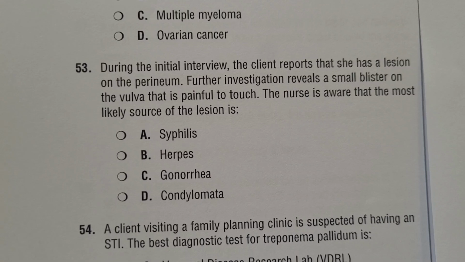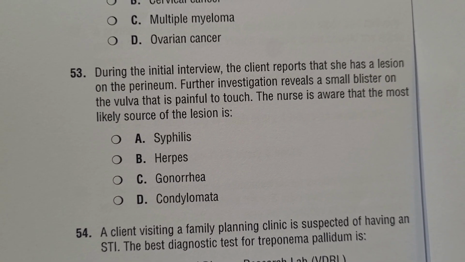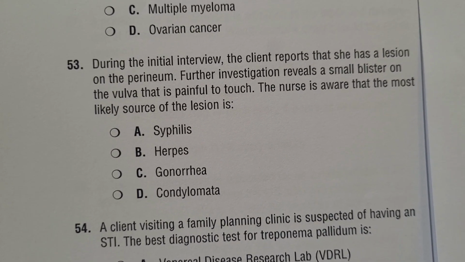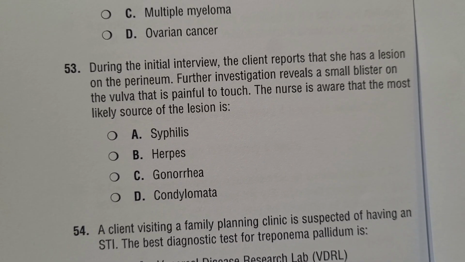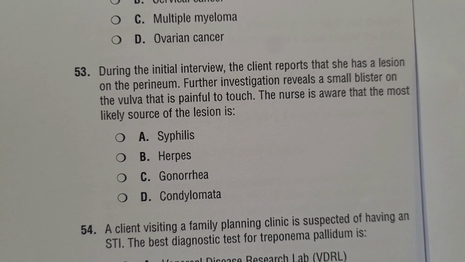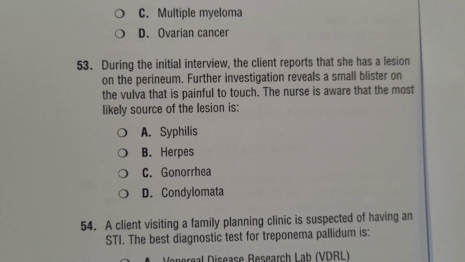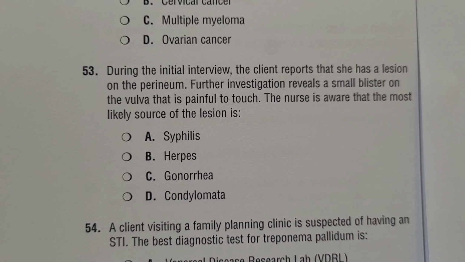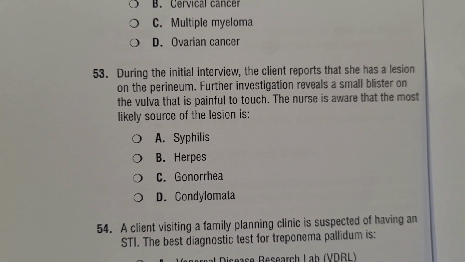Our next question is: during the initial interview, the client reports that she has a lesion on the perineum. Further investigations reveal a small blister on the vulva that is painful to touch. The nurse is aware that the most likely source of the lesion is... So during the initial interview, the nurse is checking the patient. The patient told the nurse she has a lesion on the perineum. Once the investigation is done, there is a small blister on the vulva that is painful to touch.